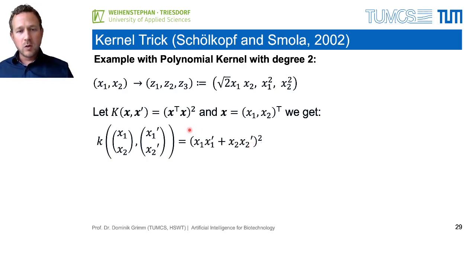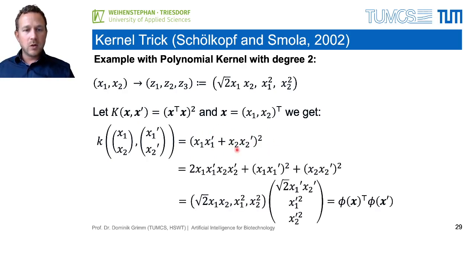Now we could also look a little bit deeper into this formula and compute what's written here. So we can say this is nothing else than 2 times x1 and so on. So this is equal to this. And then we can rewrite this formula in the following form. This is then nothing else than the square root of 2 times x1 times x2, comma x1 squared, comma x2 squared, times the vector transposed.